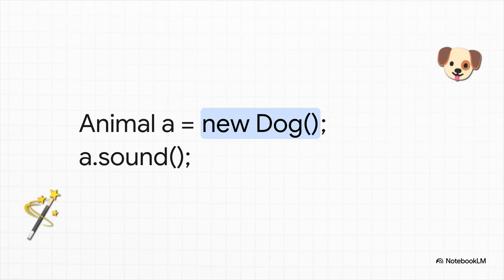Even though the reference is just a generic Animal, the Java Virtual Machine dynamically figures out at runtime that, hey, it's actually dealing with a Dog and executes the Dog's specific behavior.